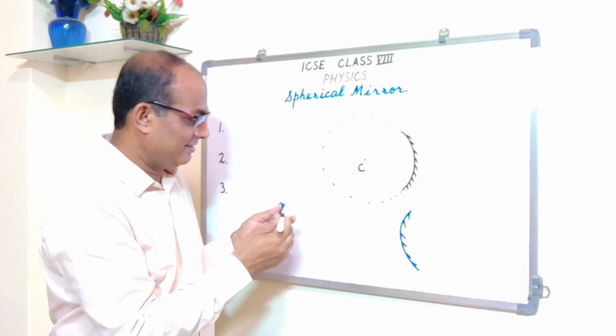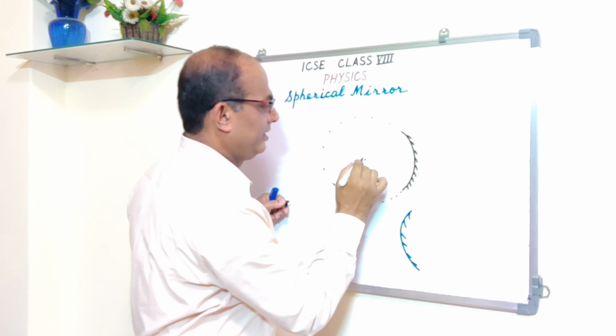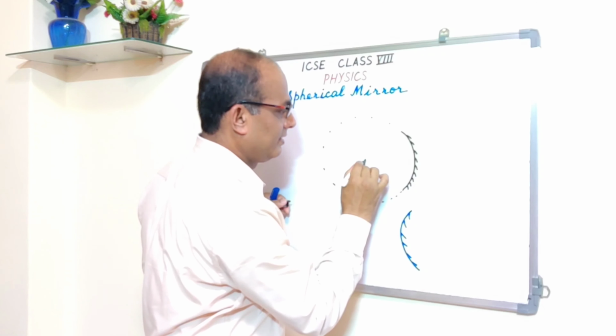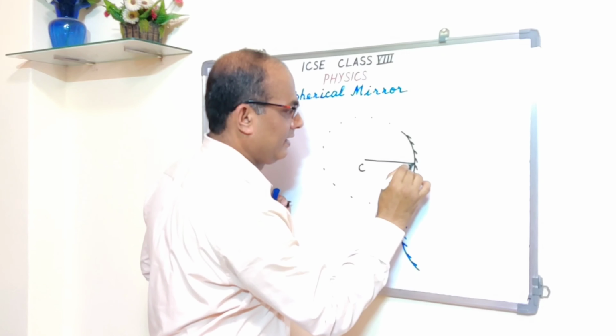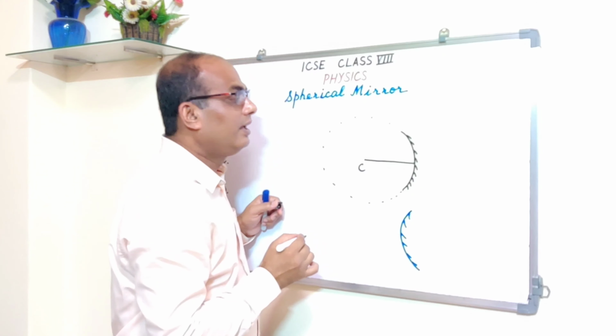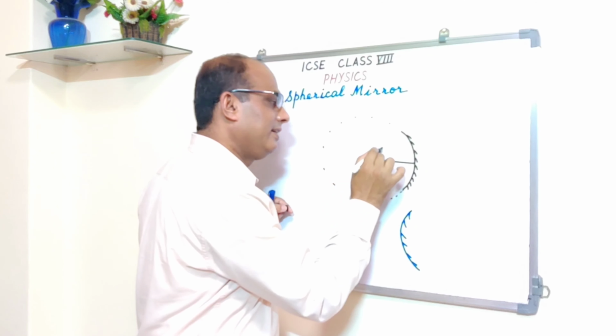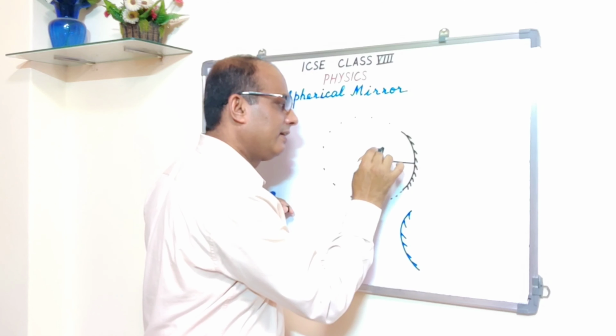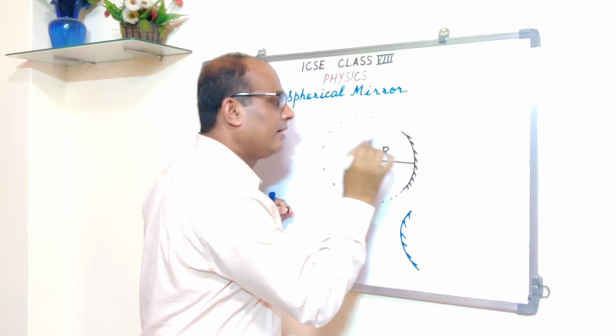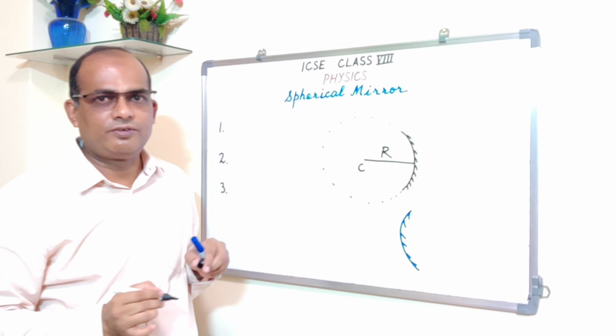So, center of the sphere and the radius of the sphere. And this is the radius. So this we call the radius of curvature. We represent this by the capital R, radius of curvature.